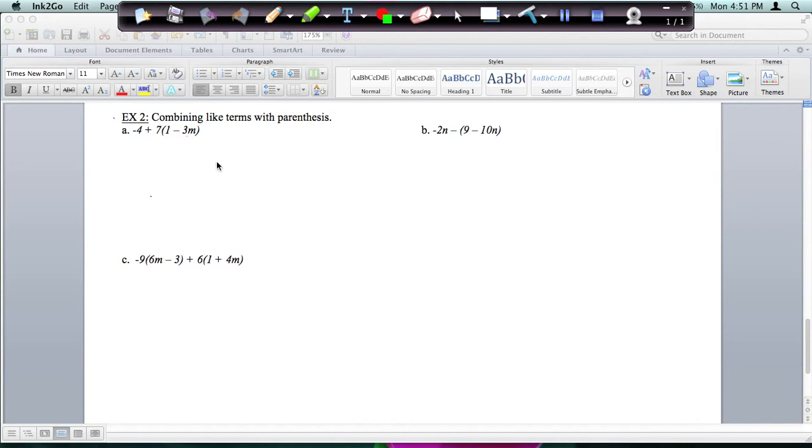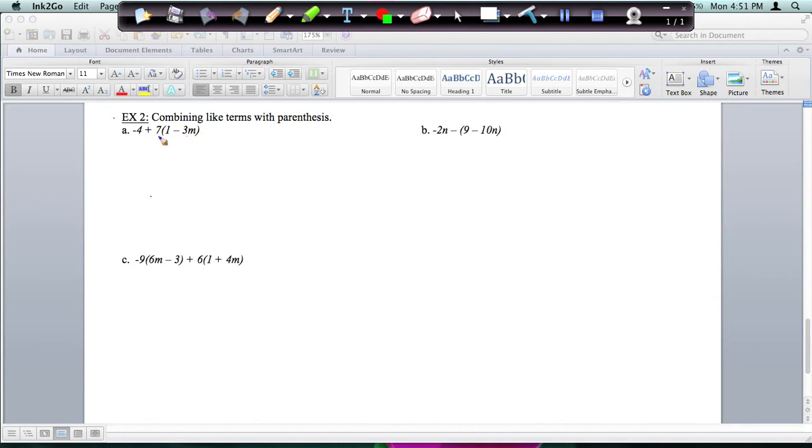Okay, so we're going to do a couple other examples now where we are dealing with parentheses. So when you have parentheses, for example, here in A, 7 parentheses 1 minus 3m, this operation between here when it's not written, that's multiplication. So I need to multiply everything inside the parentheses by 7. This is called the distributive property.